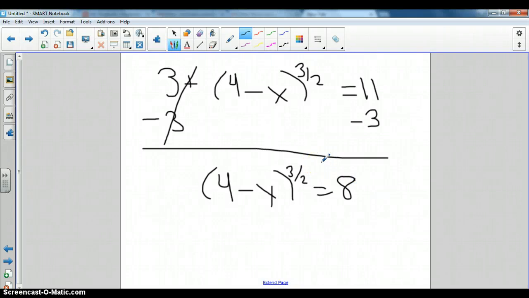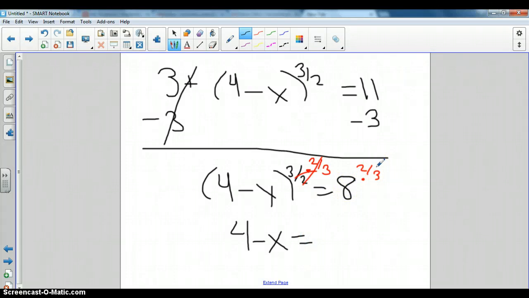The reason I talked to you about inverses before is because that's what we're doing. The inverse of 3/2 is 2/3. Remember, whatever we do to one side, we have to do to the other. That's why I like algebra, because it's clean and simple. So these are going to cancel each other out, and then we're going to have 4 minus x equals 8 to the 2/3 power.